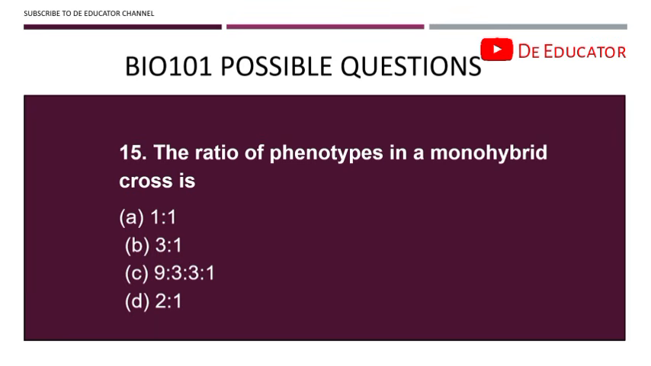But then take note of your question. What does your question say? Your question says monohybrid cross. So if your question says monohybrid cross, then automatically option C is wrong. You know why option C is wrong? Because option C is for dihybrid. So our concern is A, B, and C. So now this is what I'm trying to tell you.